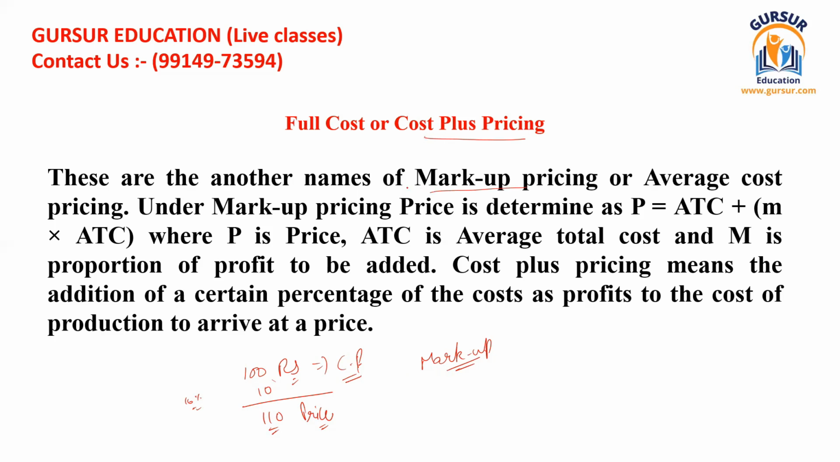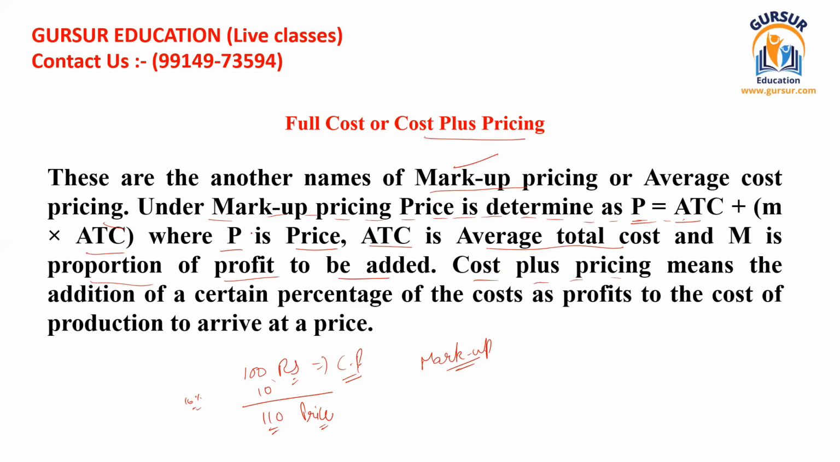Once this was asked in the examination. These are the other names of markup pricing and average cost pricing. Under markup pricing, the price is determined as P is equal to ATC plus M multiplied by ATC. P is price, ATC is average total cost, and M is the proportion of profit to be added.